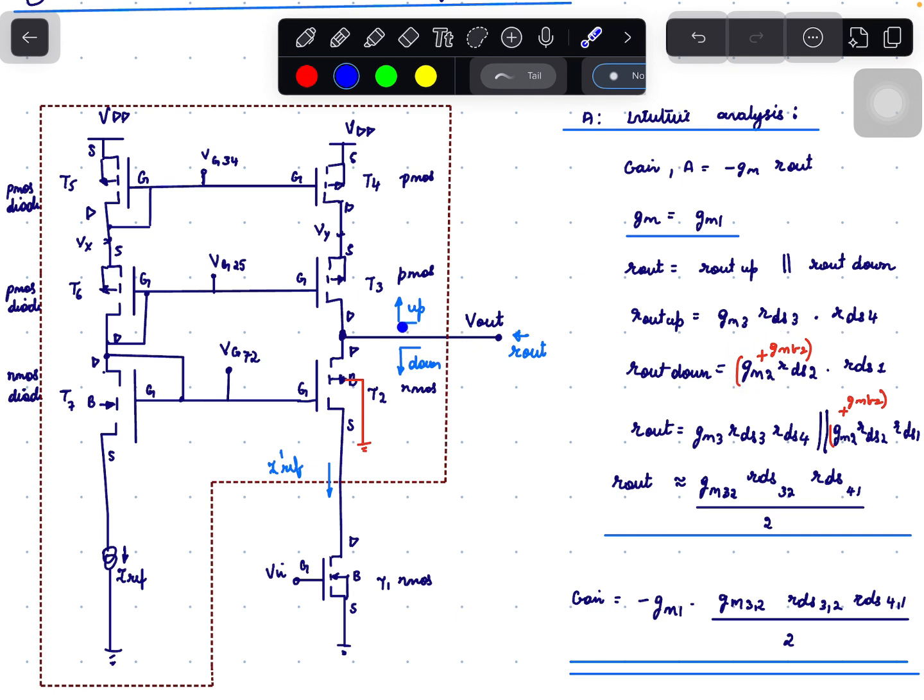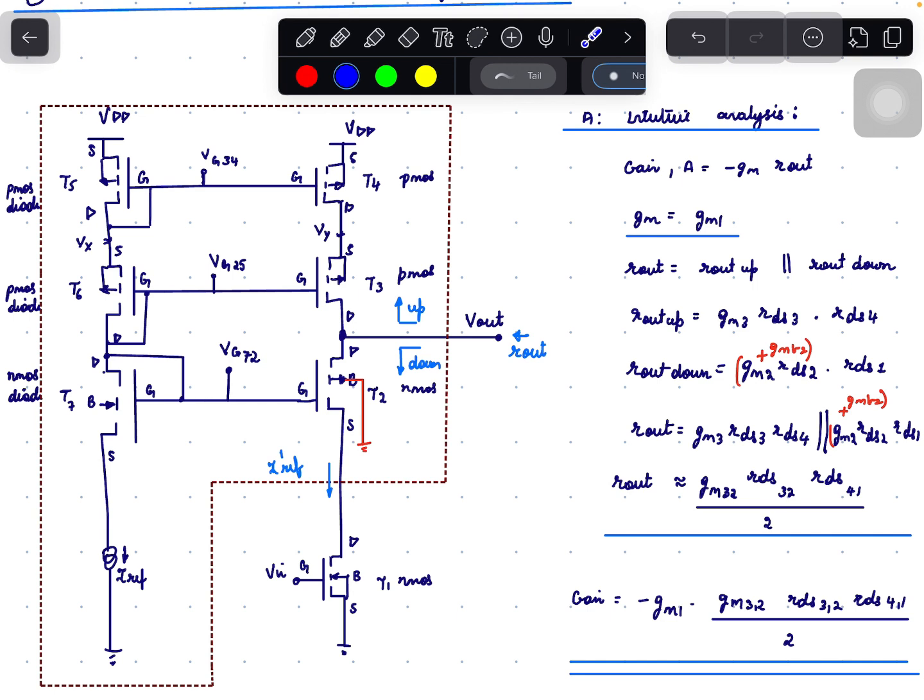Rout will be equal to Rout up parallel to Rout down. Here, let us neglect GMB2, since GMB2 will be 0.2 or 0.3 times GM2. We are neglecting GMB2, and let us assume that T2 and T3 have same or similar GM and RDS, and T1 and T4 have same or similar RDS. Therefore, Rout can be written as GM3 RDS3 RDS4 parallel to GM3 RDS3 RDS4. So Rout is nothing but GM3 RDS3 RDS4 divided by 2.